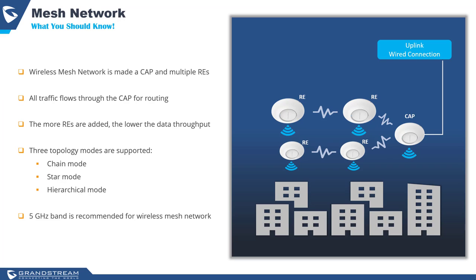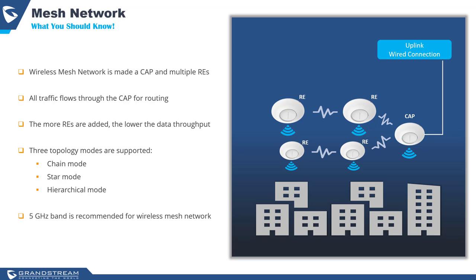In fact, the number of REs attached to a CAP affects the throughput of users as well. So when more than the suggested number of REs are linked to a central access point and the wireless clients are accessing the network for high data usage, the CAP can easily become the bottleneck of the whole mesh network.